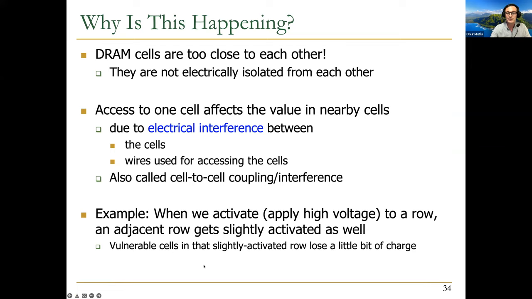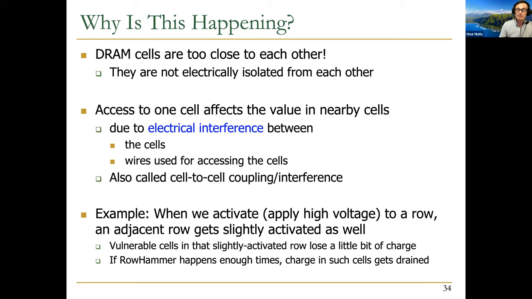If RowHammer happens enough times before the cells get refreshed, charge in such cells gets drained before the refresh, you corrupt the data in the cell, and you cannot recover it, unless you have error correcting codes that are good enough to recover it. But we will get back to that also.